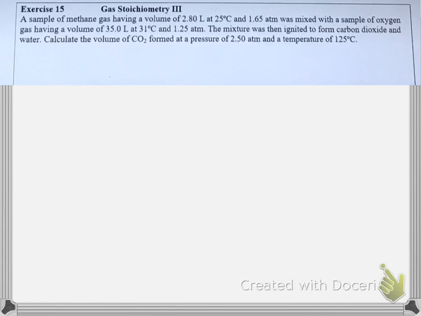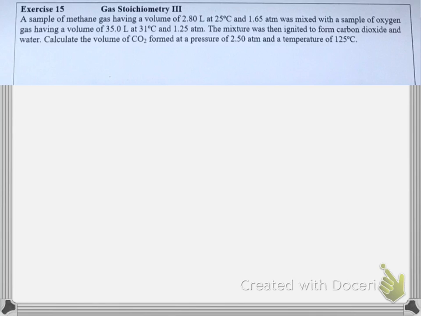Exercise 15 says, a sample of methane gas having a volume of 2.8 liters at 25 degrees Celsius and 1.65 atm was mixed with a sample of oxygen gas having a volume of 35.0 liters at 31 degrees Celsius and 1.25 atm. The mixture was then ignited to form carbon dioxide and water. Calculate the volume of carbon dioxide formed at a pressure of 2.5 atm and a temperature of 125 degrees Celsius.